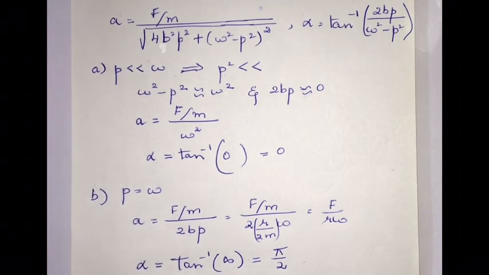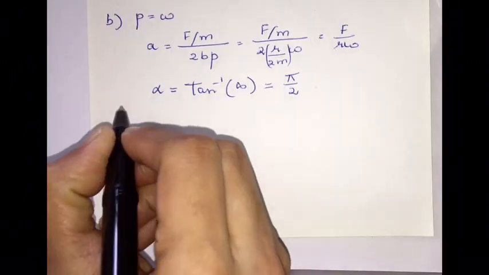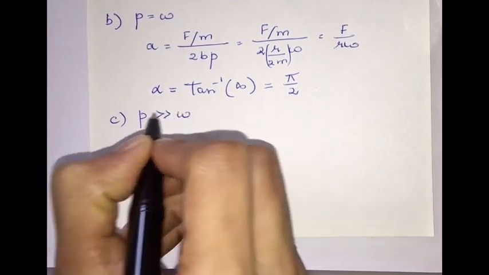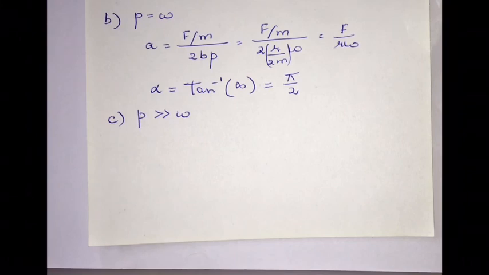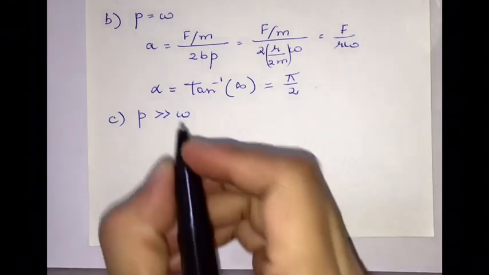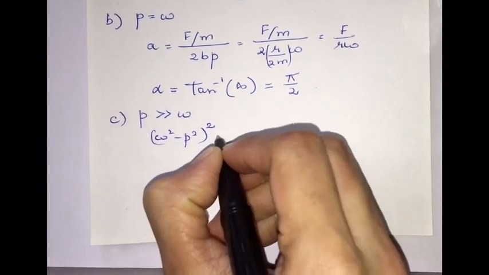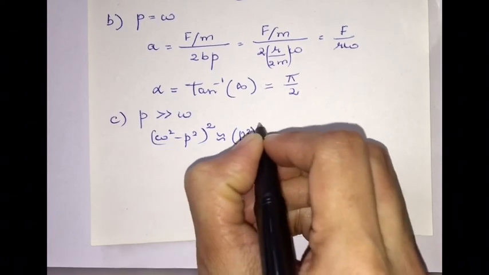Alpha equal to pi by 2 indicates that the displacement has a phase lag of pi by 2 with respect to the phase of the applied force. Then the third case is when P is greater than omega. In this case, the significance is only when the damping forces are very small, that is, B is very small. So when P is very large compared to omega, omega square minus P square whole square will be almost equal to P square whole square.